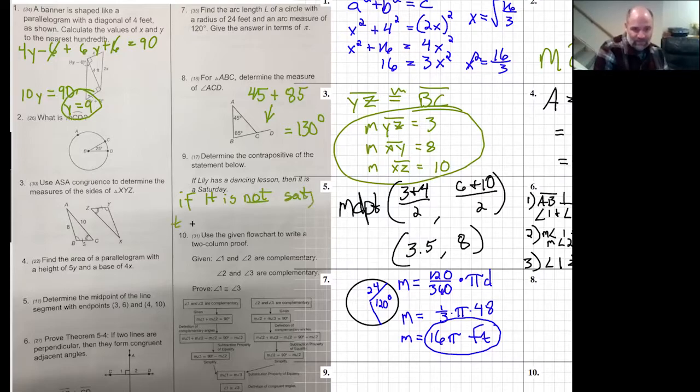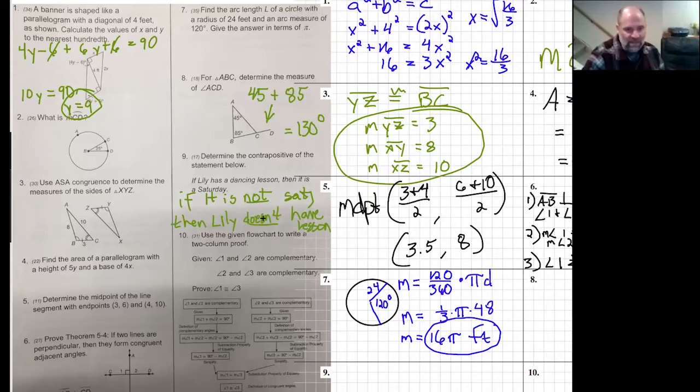then Lily does not have a dancing lesson. Okay, so you reverse it and you negate it. You guys think you can handle a contrapositive? Okay, let me look on the test. It's asking for a contrapositive on the test too. So I think you guys will be fine. You guys good? Any questions?